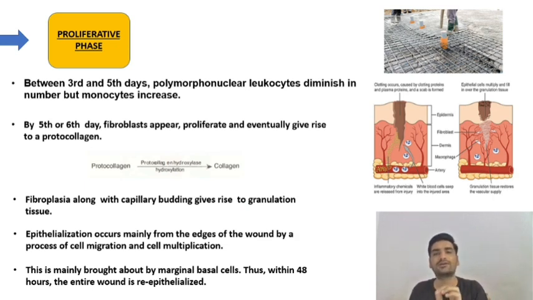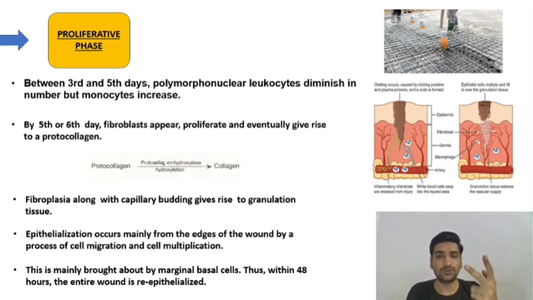Now this is mainly brought about by your marginal cells, because if the epithelialization is going to occur from the margins, obviously the cells responsible are going to be the marginal basal cells. So after the 5th and 6th day, within 48 hours, the entire wound will be re-epithelialized. Okay, so here we are at the end of 7th day. Again, all the days and processes are for a basic wound, right? Now if you are dealing with a complex wound or a larger wound, the timing is going to vary according to the size and severity of the wound also. Okay, but you need to know the basic mechanism of what is going to occur.